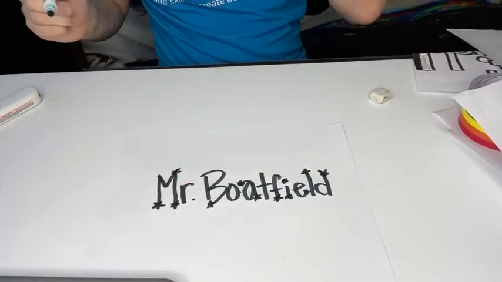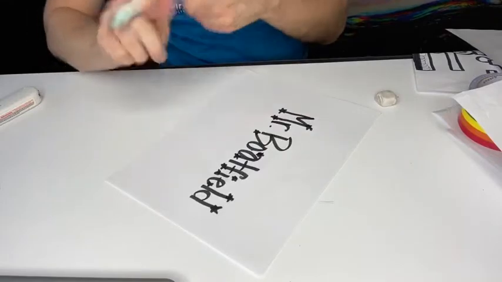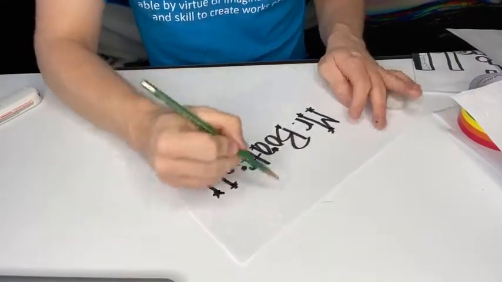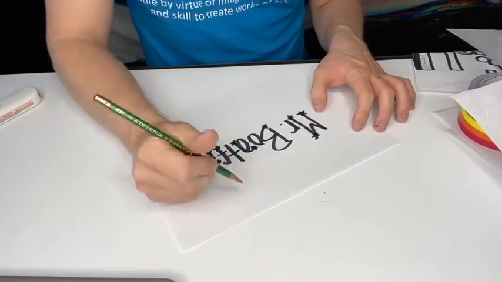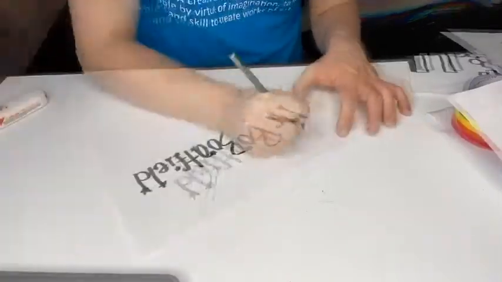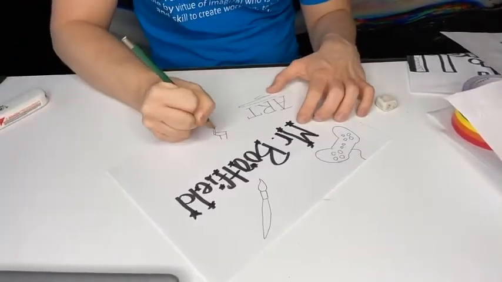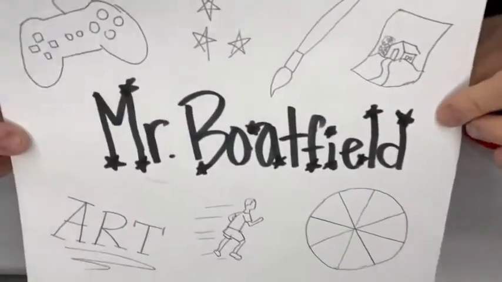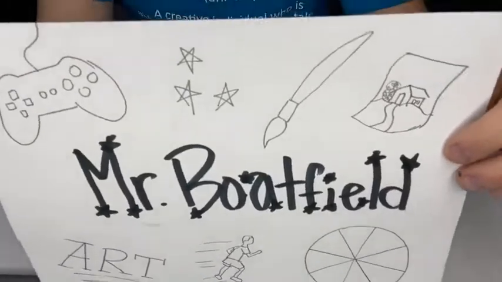There. Now I'm going to add some things that I like around it. So I'm going to use the pencil to draw some of the objects around my name, and then I'm going to go over it with marker. So here I go, super fast. I'm adding some images around the outside of my name. So I sketched it out with pencil real quick. I put a gaming controller because I love to game. I mostly game on the computer.